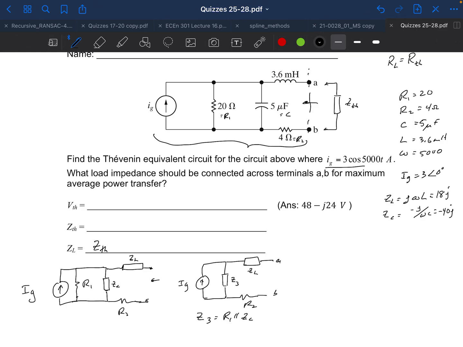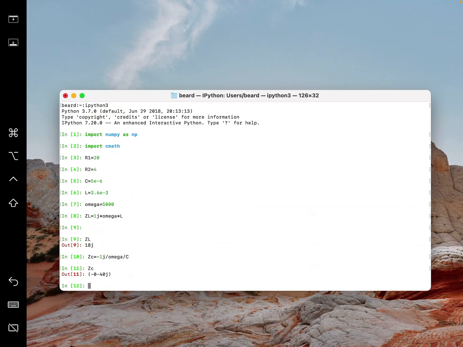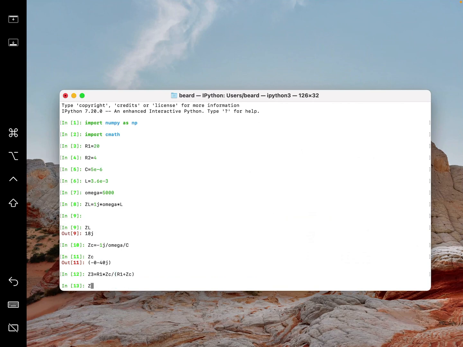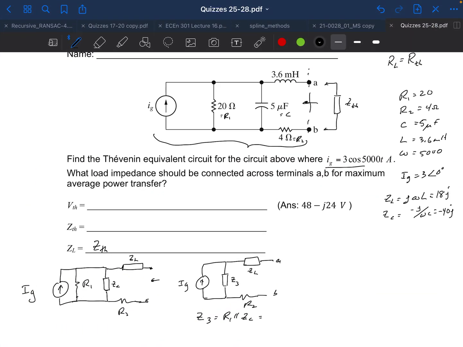with ZC. Okay, and that's equal to, so I'll come back here to my Python notebook and say Z3 is going to be equal to R1 times ZC divided by R1 plus ZC. So those are going to be those two in parallel. So it's going to be 16 minus 8J.